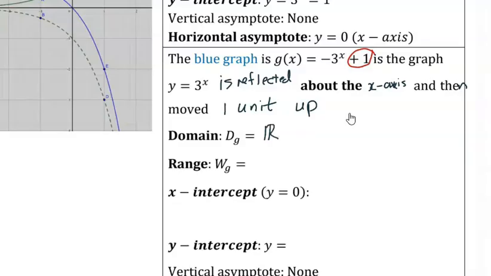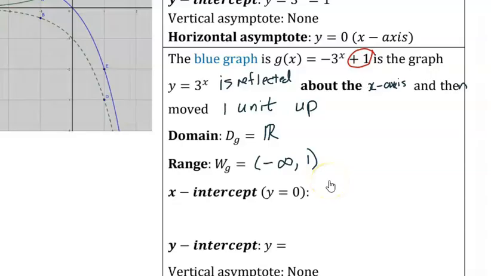First of all, if I look at this minus 3 to the x, then the reflection will cause this range to be from minus infinity to 0. But now it's shifted 1 unit up, so it means I can go from minus infinity to plus 1, but plus 1 is not included.